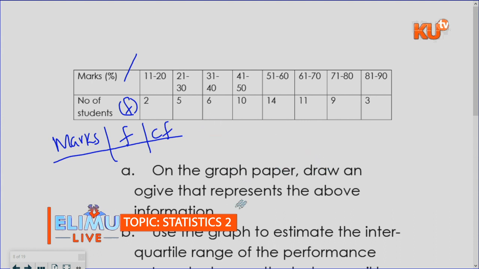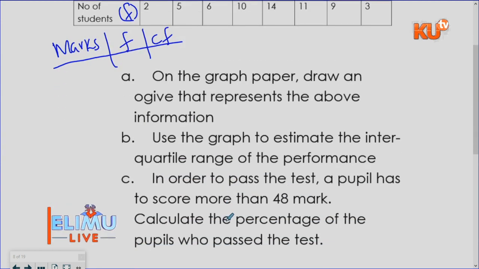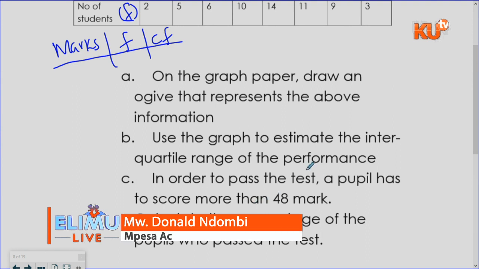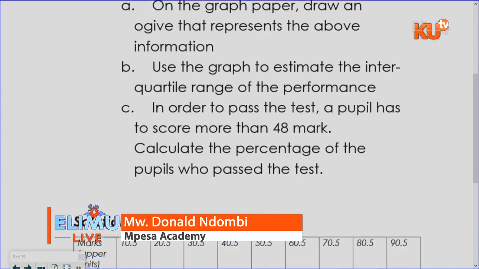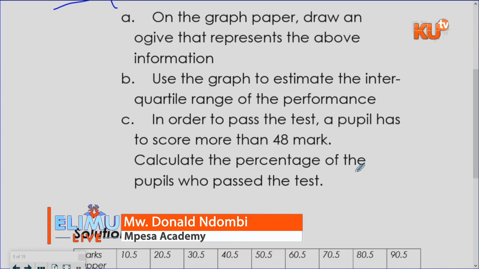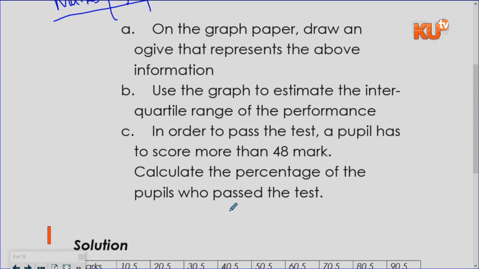So on the graph paper, draw an ogive that represents the above information, then use the graph to estimate the interquartile range of the performance. Then, in order to pass the test, I just told you we use this to determine the pass mark. A pupil has to score more than 48 marks. Now, the question is, calculate the percentage of the pupils who passed the test. How many passed the test?